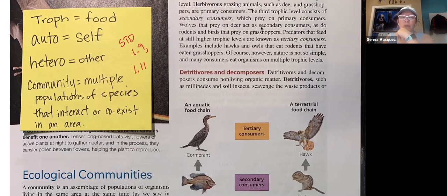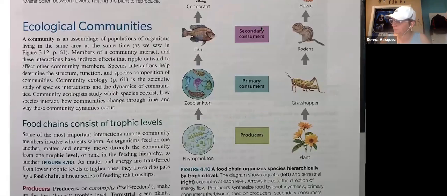I want to remind you right here that a community is considered multiple populations of species, not just one, and it's how they interact and or coexist, because sometimes they just coexist, they don't interact with each other. So that's what's important on this page.